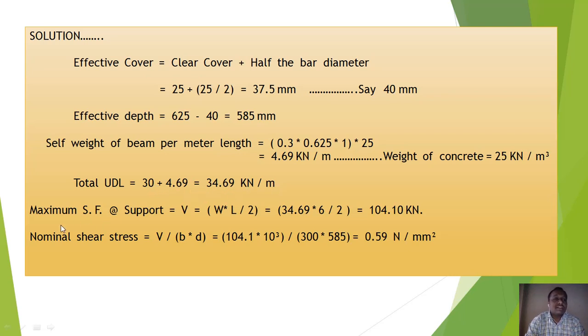Now the maximum shear force is at the support, which is V equal to W into L divided by 2, which is equal to 34.69 into the span of the beam, 6 meters, divided by 2, which is equal to 104.10 kilonewton. So nominal shear stress is equal to V divided by bd. V is 104.1 into 10 raised to 3 Newton divided by 300 into 585. Here d is the effective depth. So 0.59 Newton per mm square is the nominal shear stress.